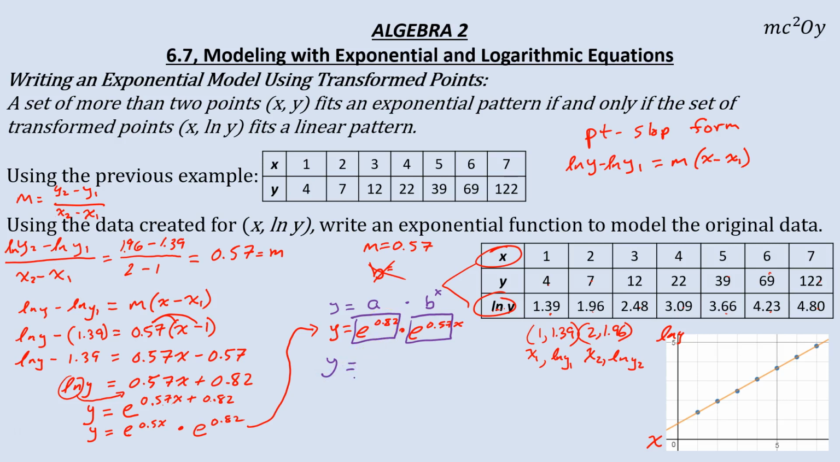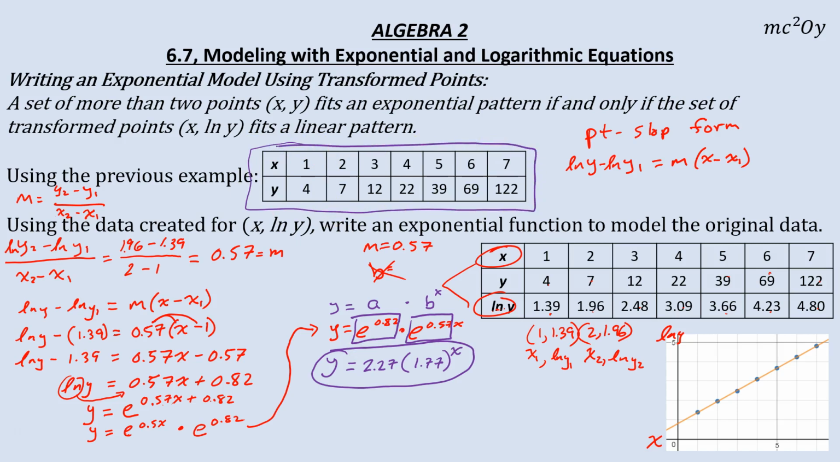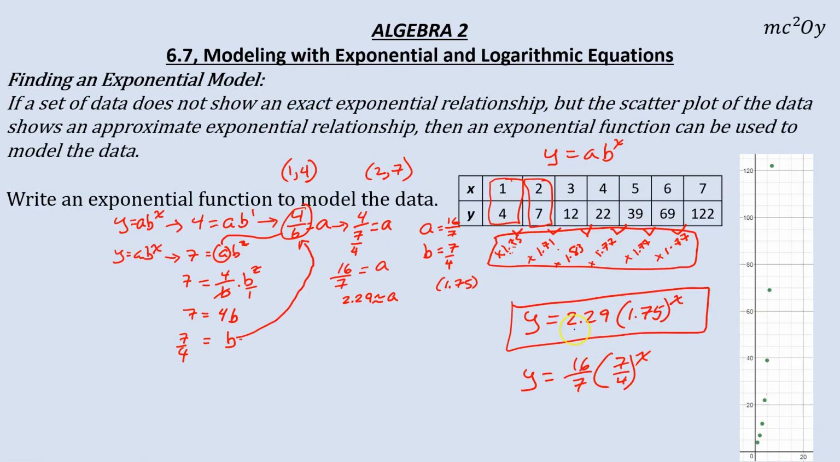Just a is ugly, right? We're going to have to round it. That's e to the 0.82, which is actually about 2.27 rounded. And b, well, b is e to the 0.57 power, which is 1.77, all to the power of x. That is the equation of this data right here now. Kind of crazy. But I want you to notice, look at this equation, 2.27 and 1.77, and our previous equation, 2.29 and 1.75. Pretty darn close to each other.